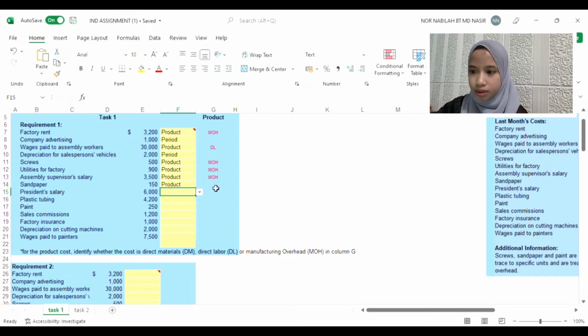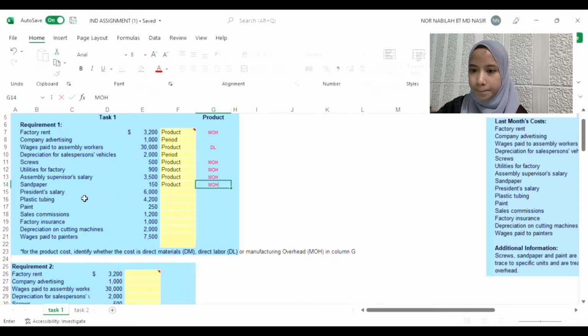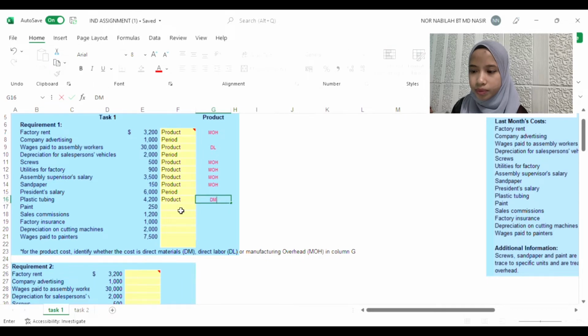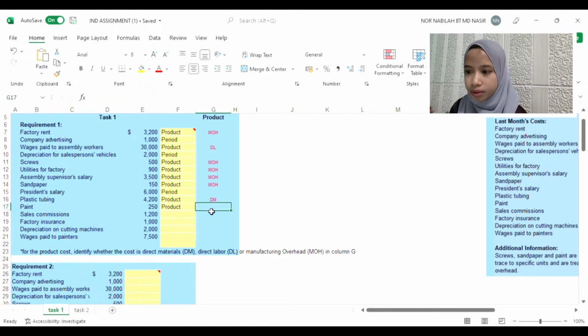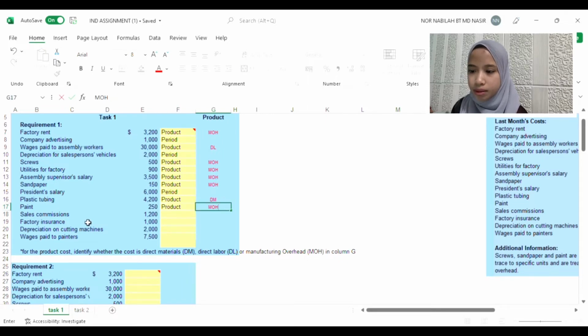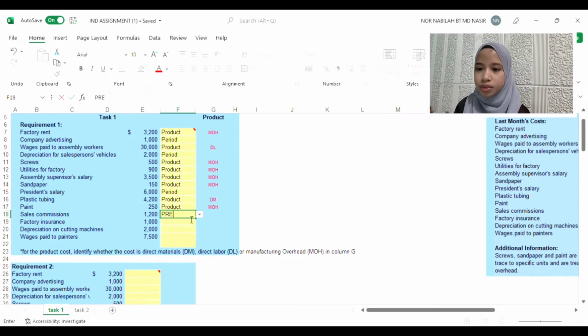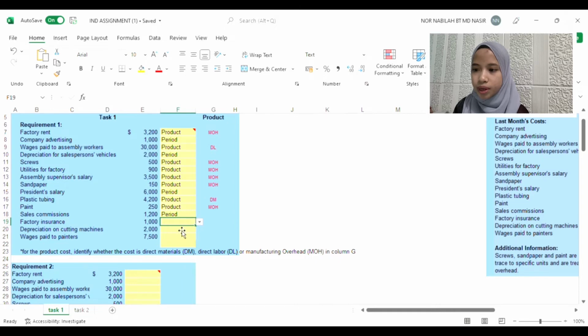Sandpaper, product cost, manufacturing overhead. President's salary, period cost. Plastic tubing, product cost, direct material. Paint, also product cost, manufacturing overhead.